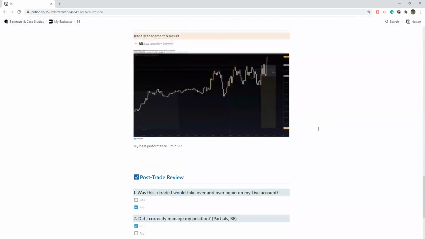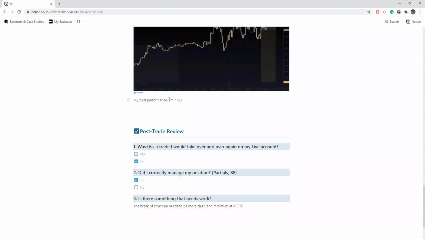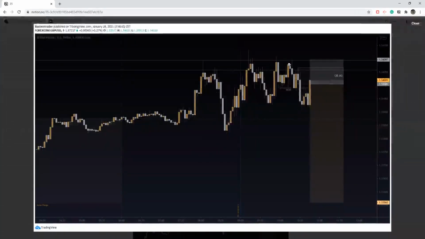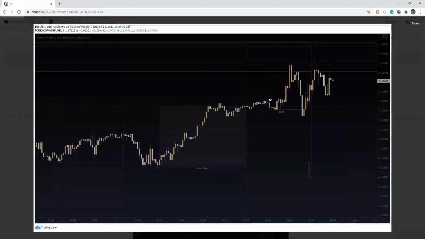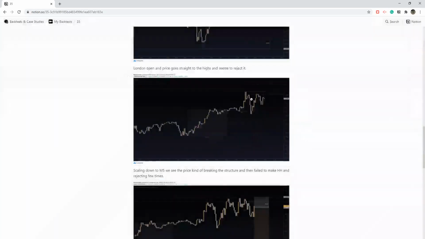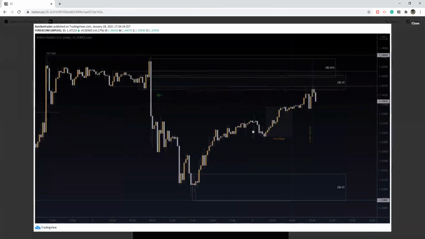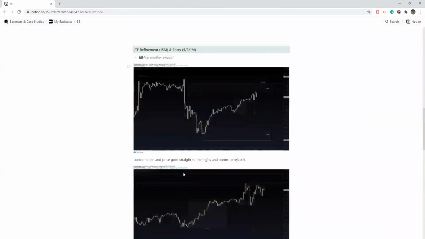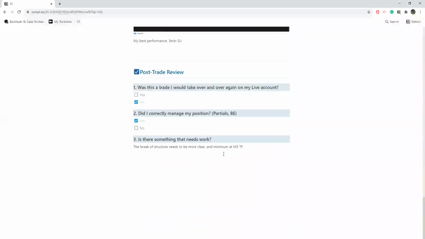Okay. I think it's my best performance, 3-minute stop loss. The breakout structure needs to be clear and minimum at 5-minute time frame. Yes. If I look at it again on the 5 minutes, it broke structure right there, strongly returned, but then it started forming new structure. So again, when you have this sort of price action, you would like to see as much confirmation as possible. And then knowing that you have this OB above, you should be even extra patient. So I think we know why this was a loss. All right, this is 335.